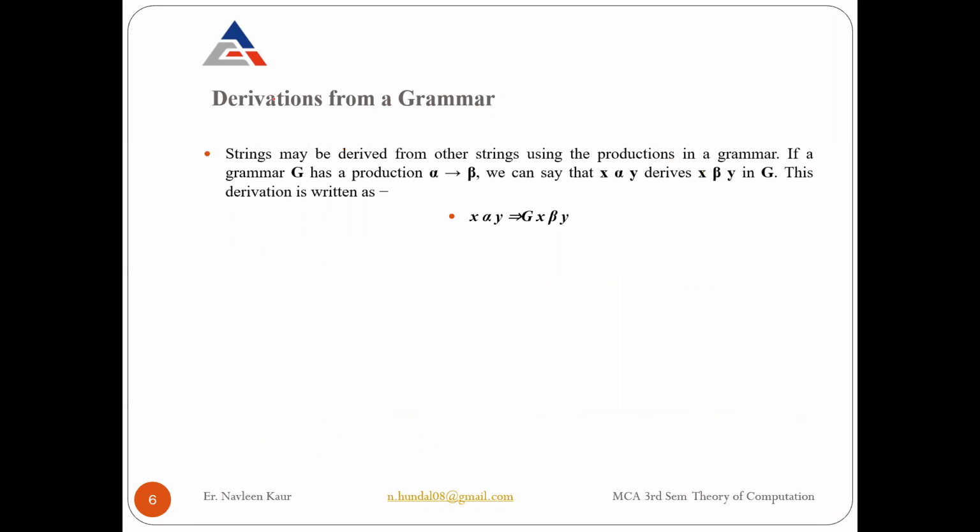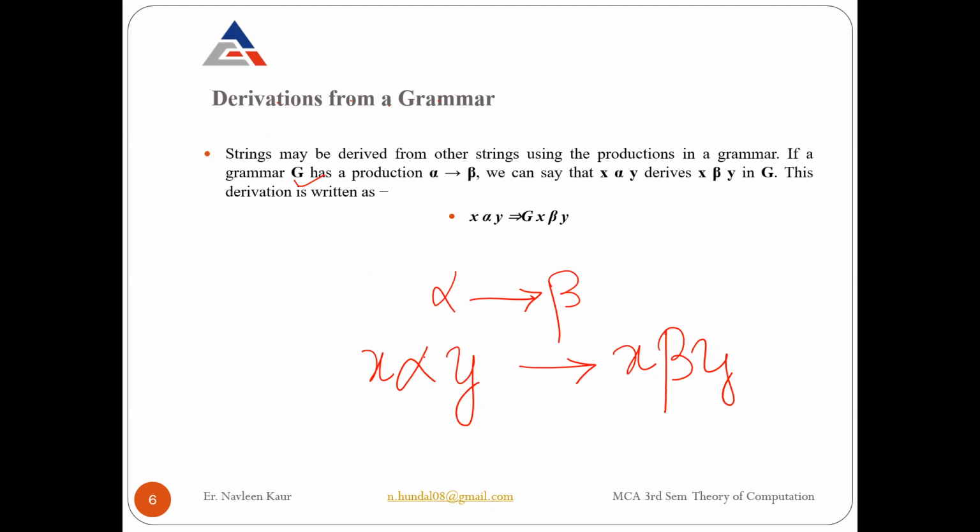Okay, so now the topic is derivations from a grammar. Your strings may be derived from other strings using the productions in a grammar. So if your grammar G has a production of the type alpha goes to beta, and a string x alpha y is there, you can write it like this: x beta y. Why am I writing it like this? Because your alpha can be replaced with the beta. How can I say that? Because this production is helping me to derive this thing. Alpha to beta is a production rule that you have.